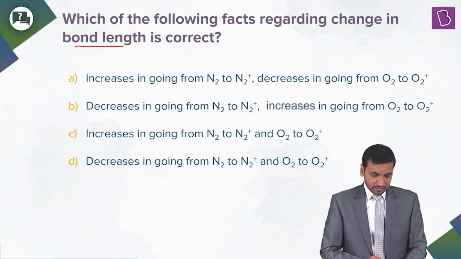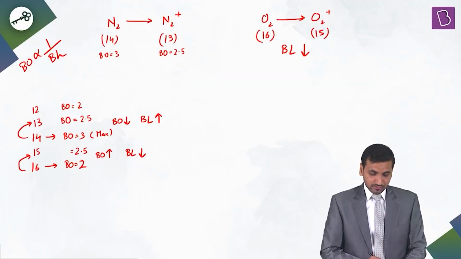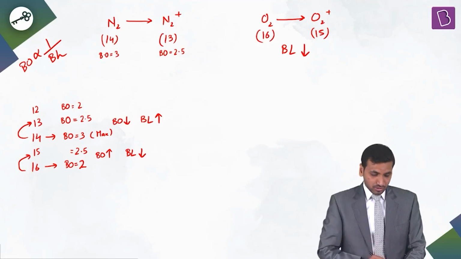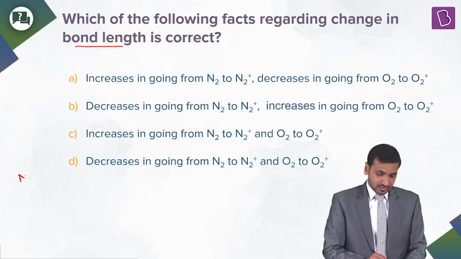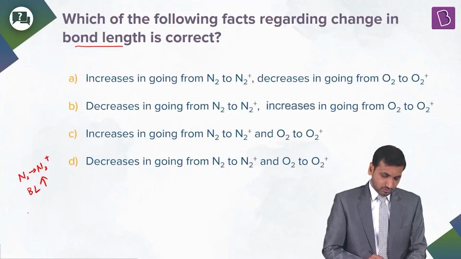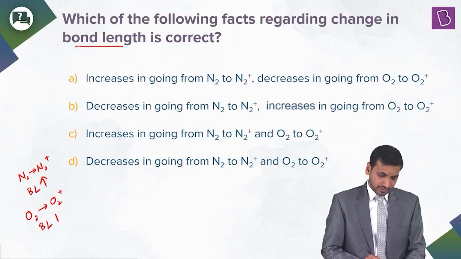Increase. Let me write it. In case of N2, bond length increasing. In case of O2, bond length decreasing. N2 to N2 plus, bond length increasing. O2 to O2 plus, bond length decreasing.